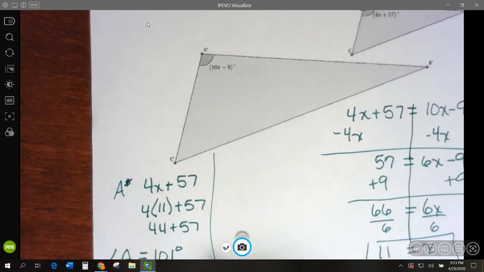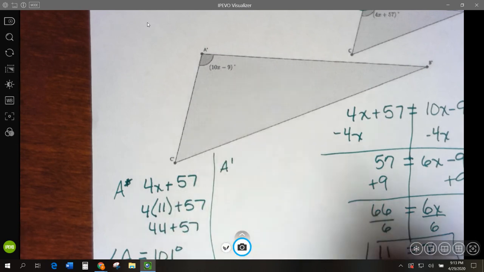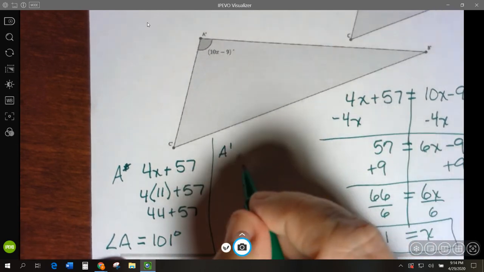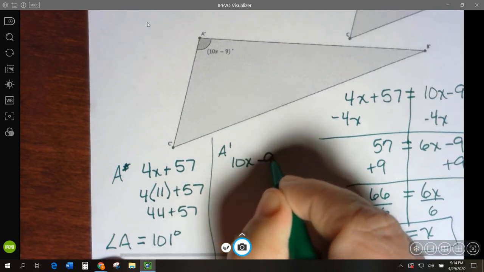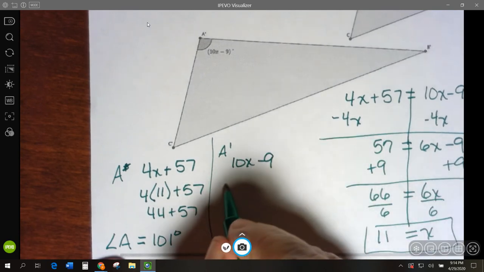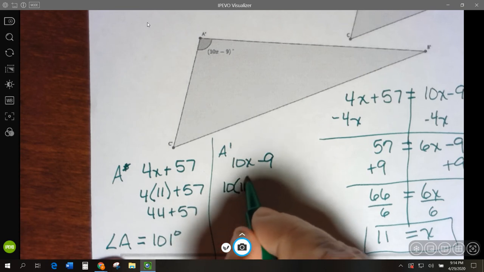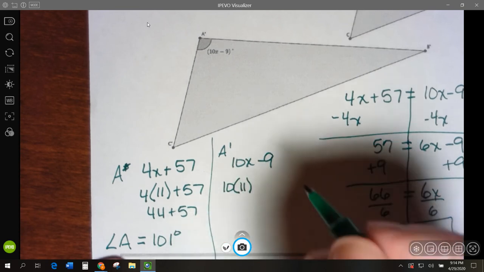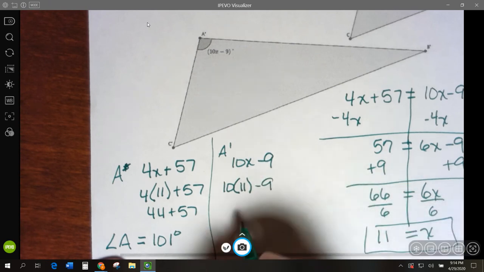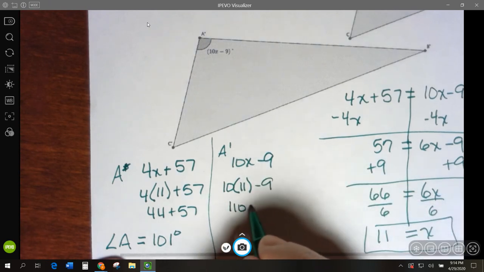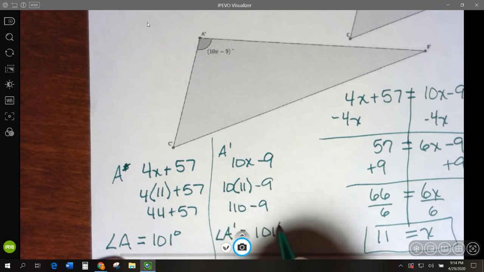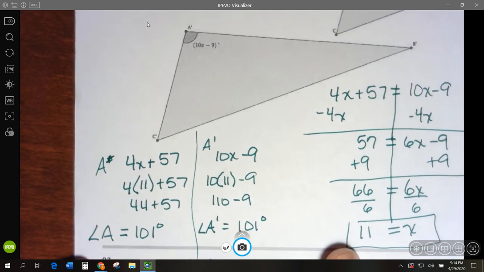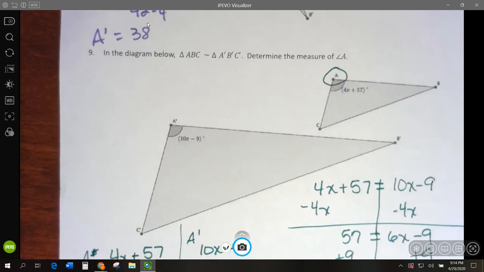And we can check that with A prime. A prime is 10x minus 9. So that'd be 10 times 11, because x is 11, minus the 9. That's 110 minus 9. So the measurement of angle A prime is also 101 degrees. So we know we did it correctly. A and A prime are both 101.